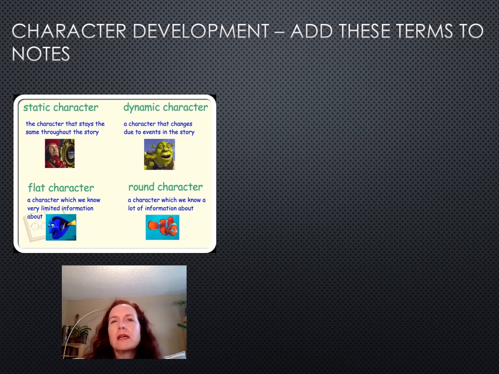It could be physically, it could be mentally, it could have some kind of epiphany. So all of our main characters will be dynamic in some way. Most main characters are dynamic, and most supporting characters are static. Not always, but that's the general rule.